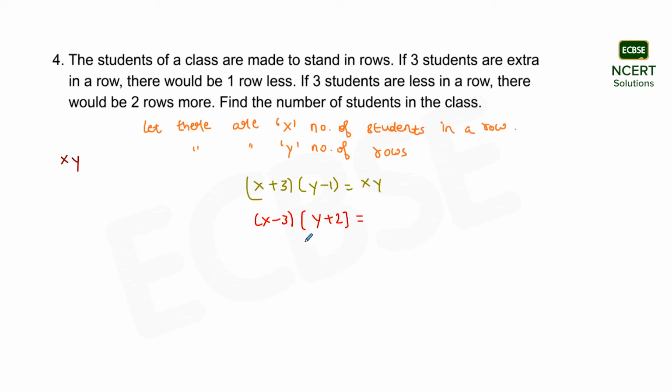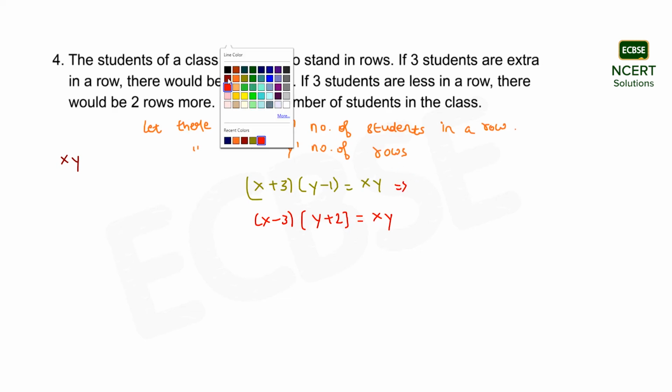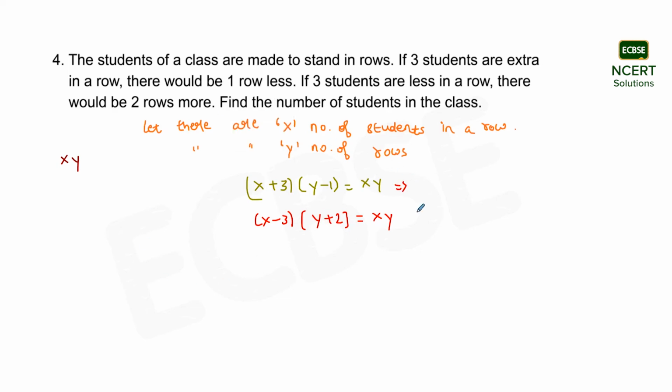But again, the total number of students in a class remains the same as earlier. There is only a difference in the arrangement of the students, not in the number of the students. So, (x - 3)(y + 2) will still be the same as xy. Simplifying it, what we'll be getting is xy - x + 3y - 3 = xy.